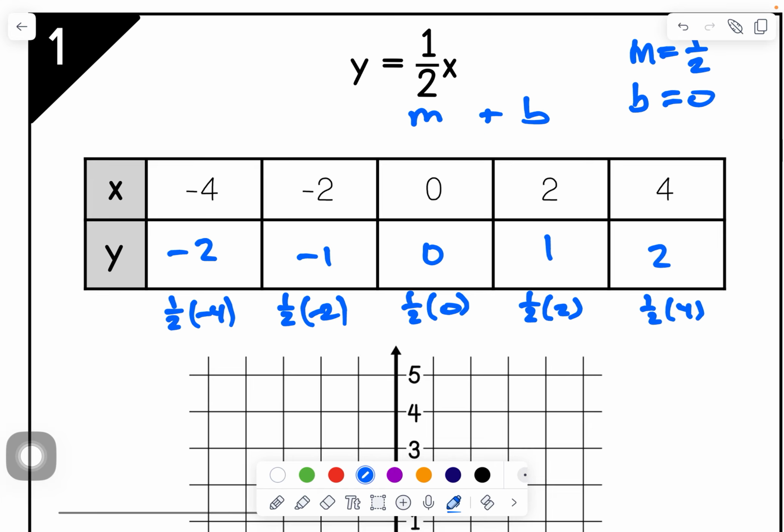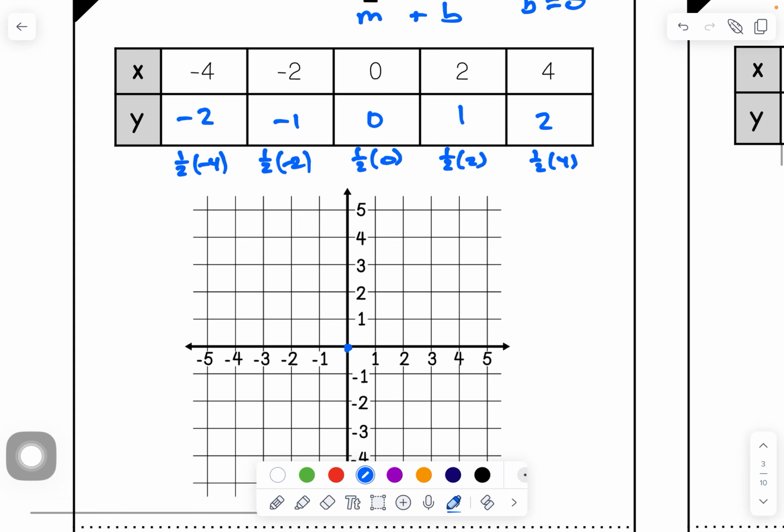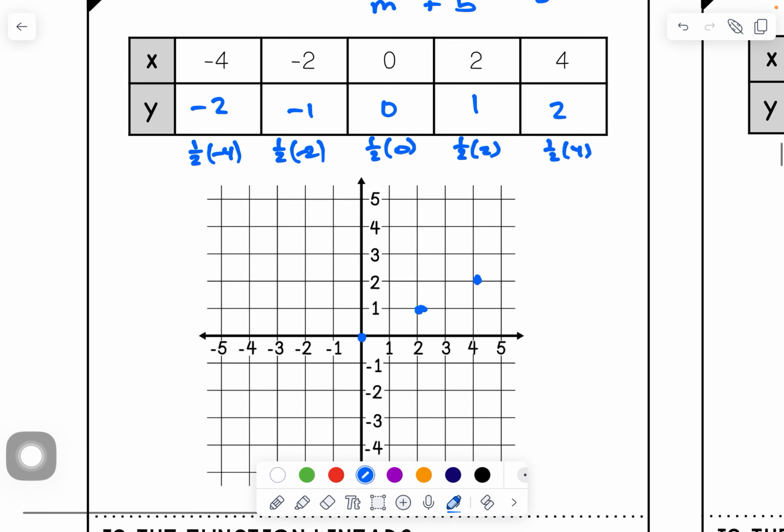Then I want to plot those values on my grid. So 0, 0, over 2 up 1, over 4 up 2. I could draw my line now, but I'm going to keep plotting. So -2, -1 is left 2, down 1. Left 4, down 2. I like plotting as many points as I can, because then I know whether or not I calculated these correctly. If I got a point that didn't fall on that line, I would know something's wrong.